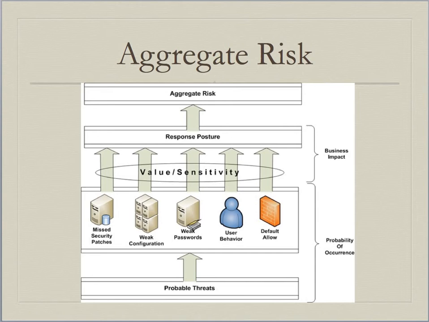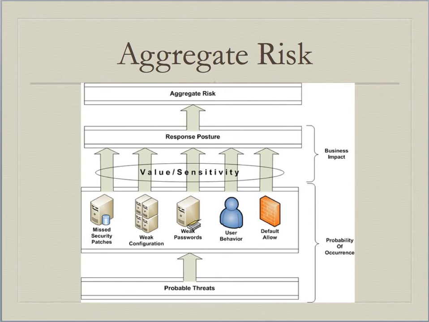We have, in this case, controls that are applied to patching, configuration of systems, passwords, user behavior, and firewalls. In this example, it looks like the users have missed their security patches, they have weak security configurations, they haven't been running, for example, Microsoft Baseline Security Analyzer. They use weak passwords, they're probably not training their users, and instead of blocking all traffic and then only allowing what's necessary to flow through a firewall, they've left their firewall wide open, which is not unusual for many businesses.